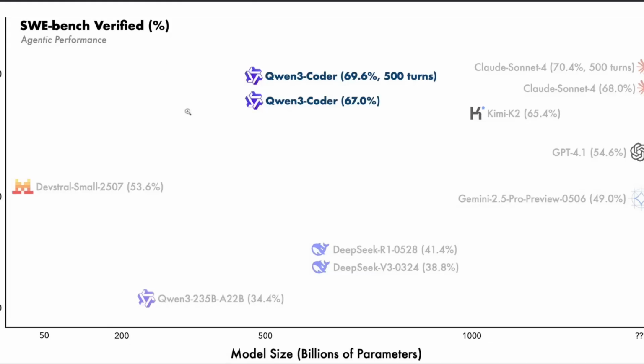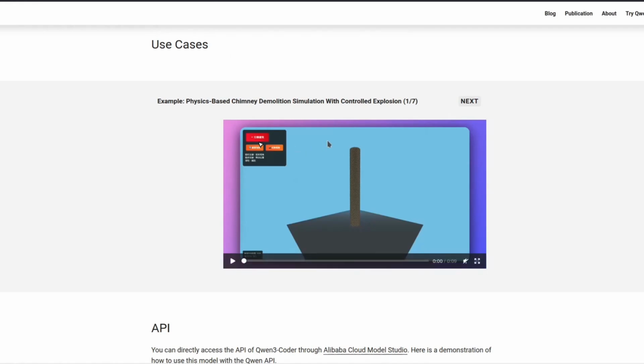Interesting, right? And you can see here in this SweBench verified, this agentic performance, it scored better than Kimi K2 and much, much better than the other Qwen model here. Probably not the latest because they released an updated version for this one right now. But compared to Claude, it got really, really close. Very interesting. So let's see some examples built with Qwen3-Coder.